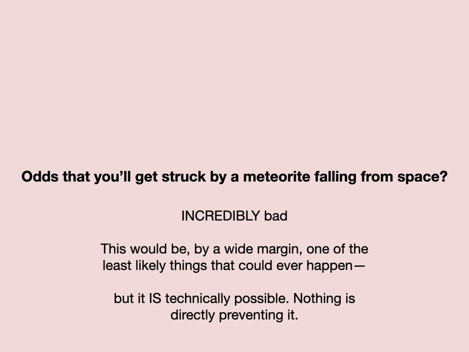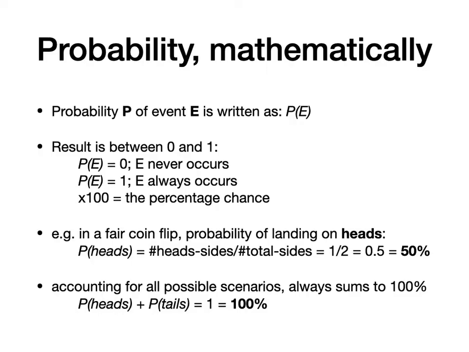So how do we represent probability? It's a mathematical construct, after all. So the odds of any given thing can be represented using these ideas here. So the probability P of some event E is written as a mathematical function, right? The probability of some event. The result is always going to be somewhere between 0 and 1. So 0 means E will never happen. It just can't. It's not even possible. Whereas 1 means E always occurs, right? And multiply by 100, you get your percentages.